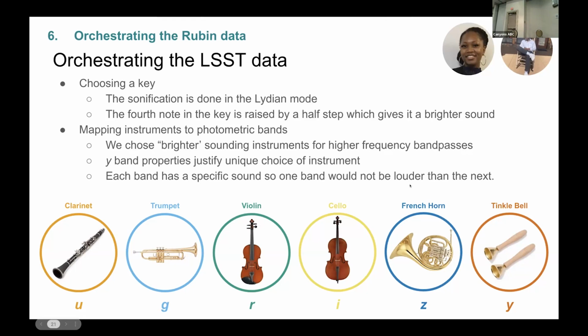And we chose to use brighter sounding instruments for the higher frequency band passes. So we have the U and G bands being represented by the clarinet and trumpet, and then the I and Z by the cello and the French horn. The Y band has some different photometric properties, which justifies an entirely different choice in instrument, and it's being represented by bells.